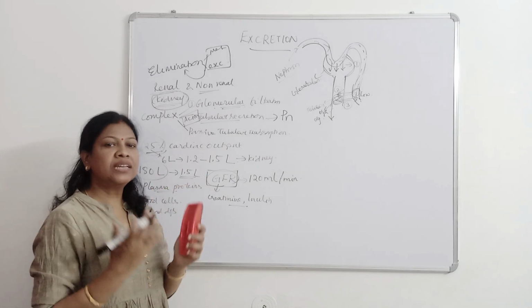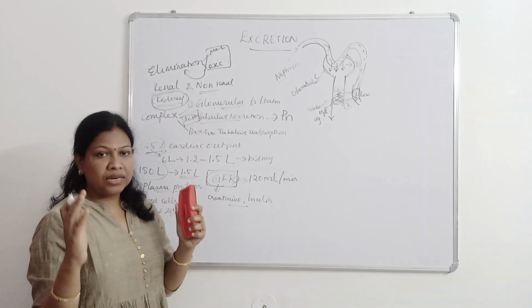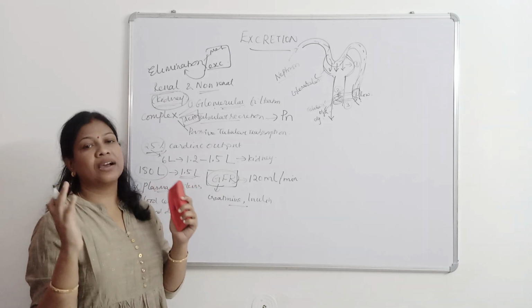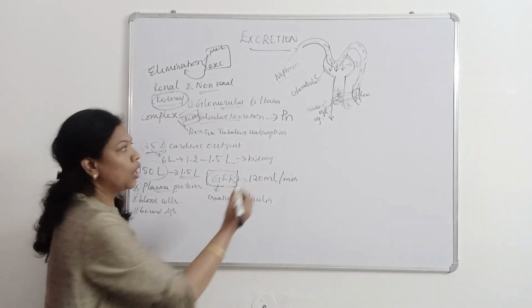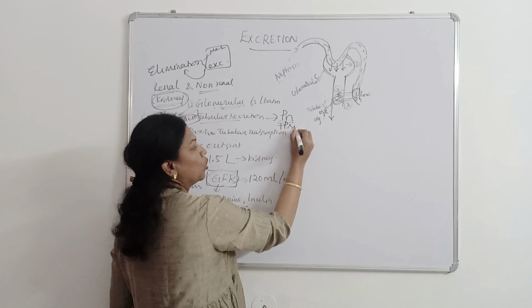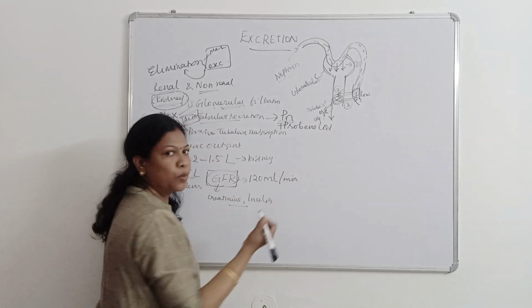But when you need a therapeutic activity for a longer period of time, you need a longer duration of action or a longer half-life for a drug. So how do you increase the half-life of the drug? By co-administering it along with an acidic drug, which is probenecid.